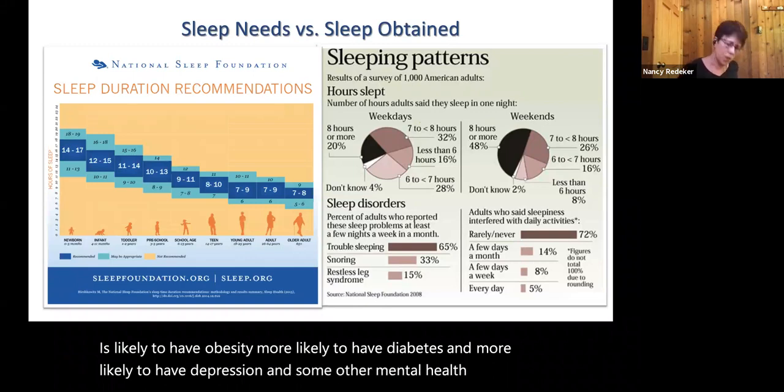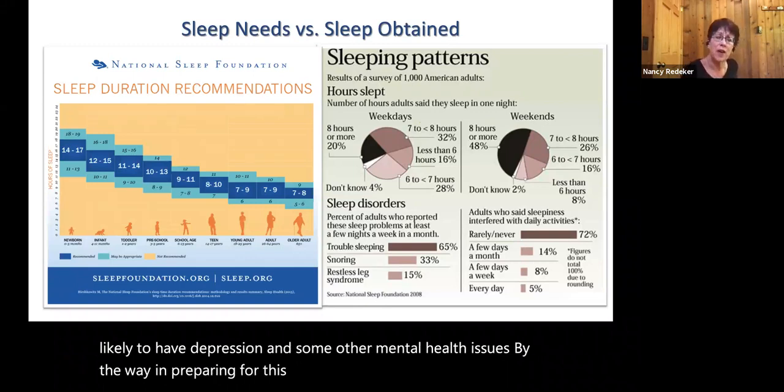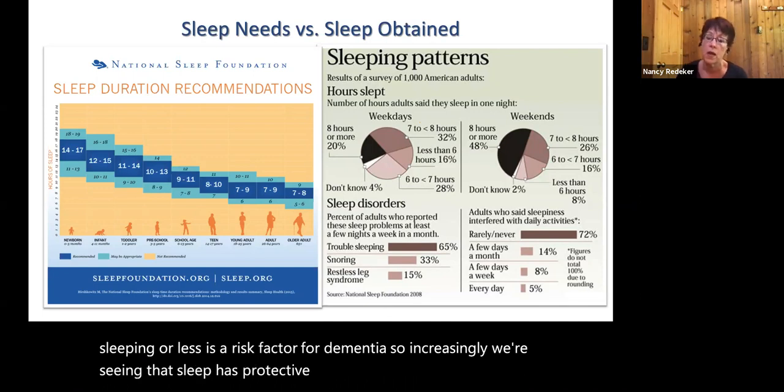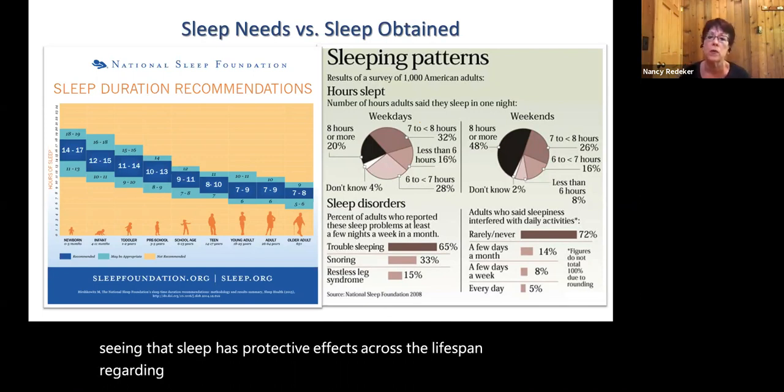By the way, in preparing for this, I saw a slide that said 5 hours of sleep or less is a risk factor for dementia. So increasingly, we're seeing that sleep has protective effects across the lifespan regarding those things that many of us are worried about. On the right-hand side, you see some data.